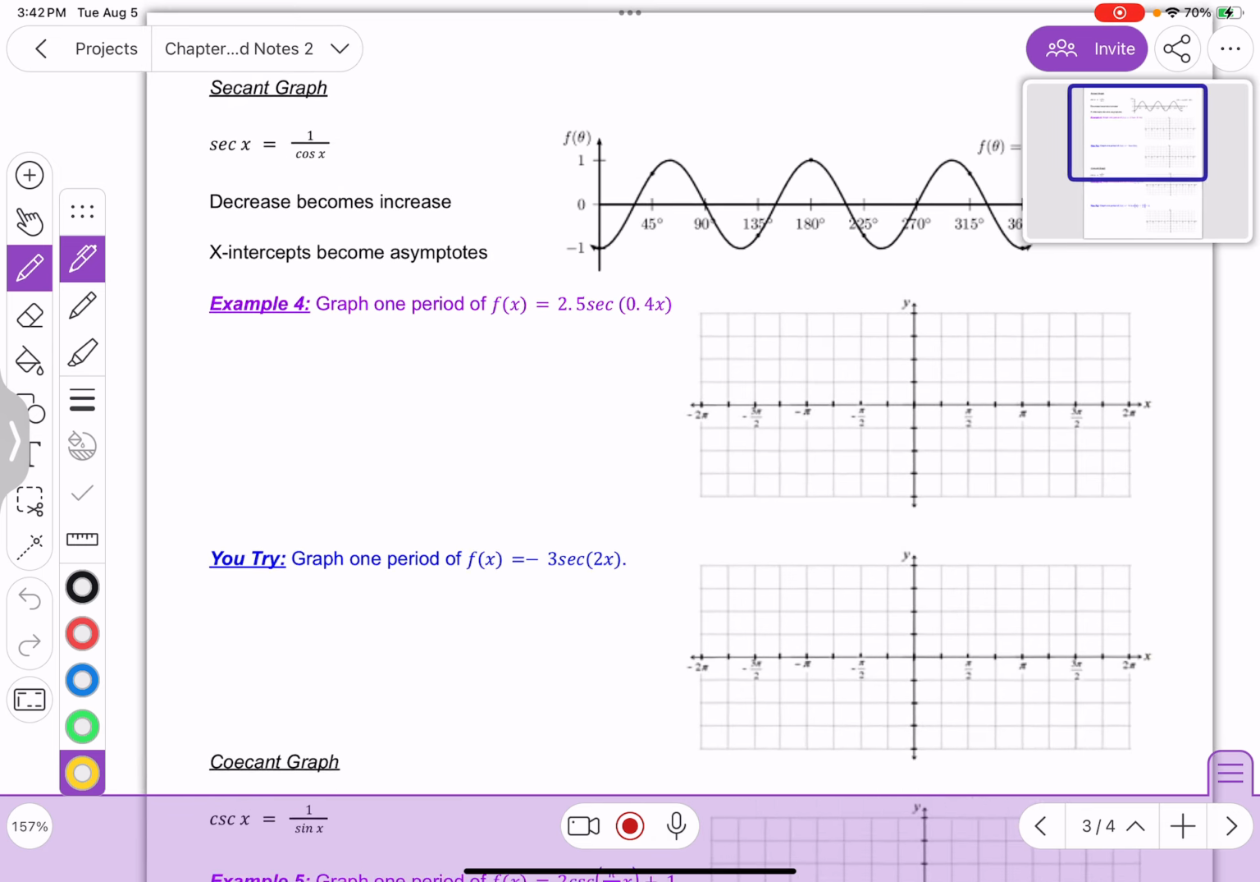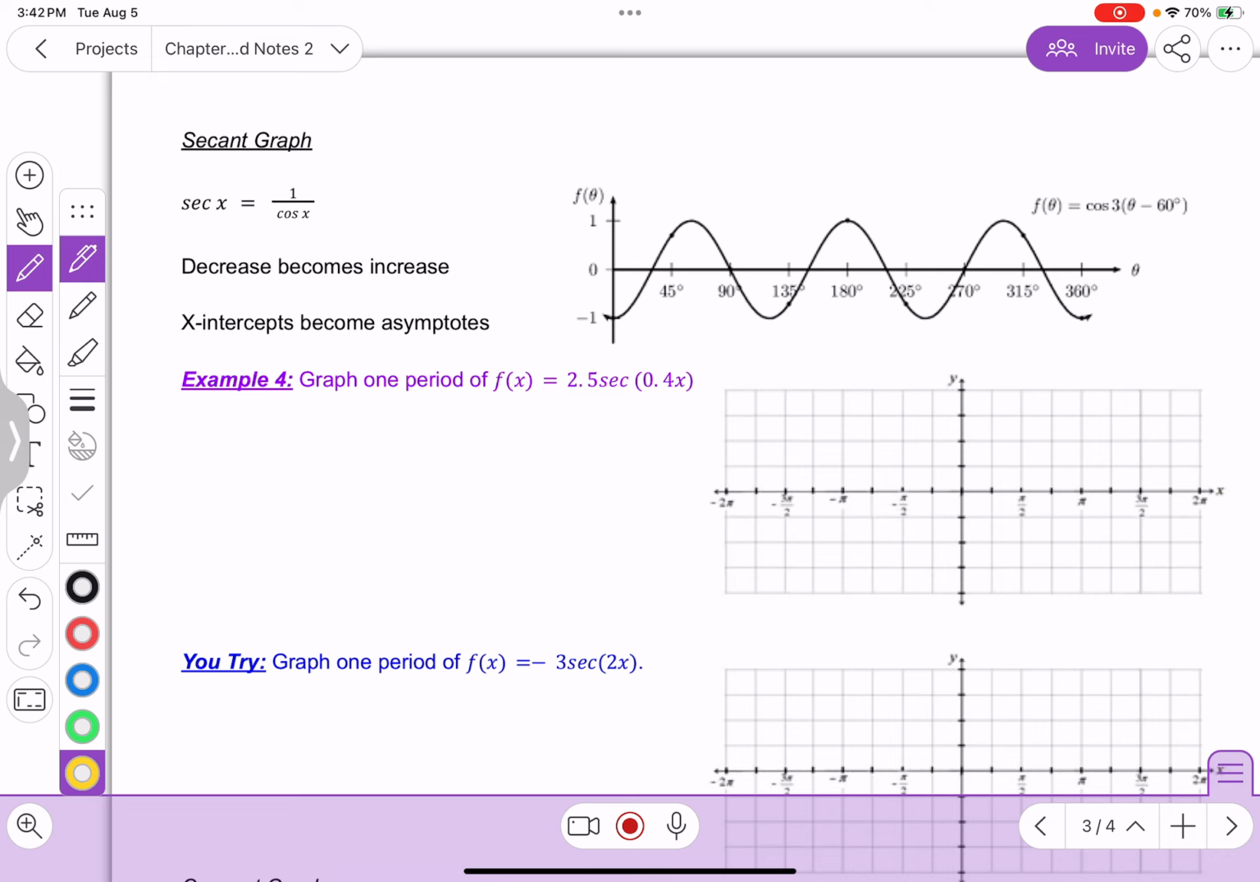Let's look at secant. So as a refresher, secant is the reciprocal of cosine. So really what we're doing is we're taking the reciprocal of the graph. We're flipping the graph. So all x-intercepts are going to be asymptotes because you can't have 0 on the bottom. So I'm going to take this x-intercept. I'm going to make it an asymptote.